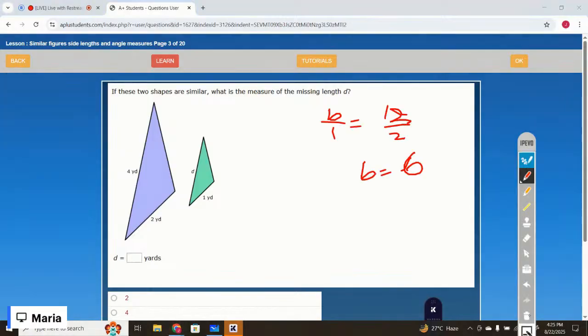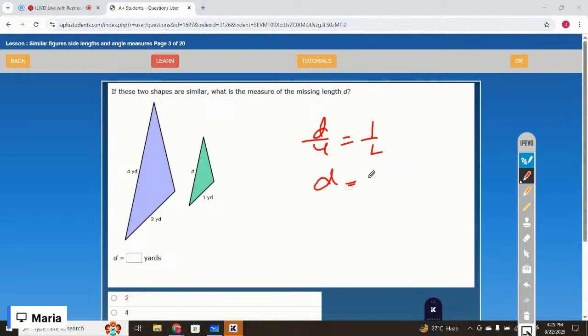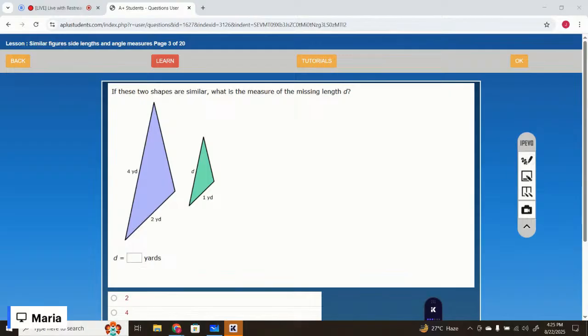That is d by 4 equals 1 by 2. So d equals 2. The correct option is 2.